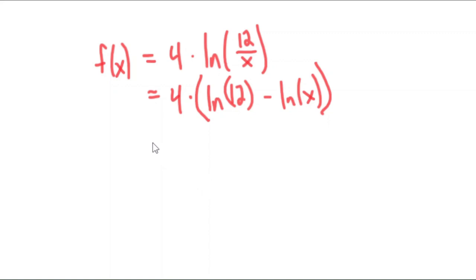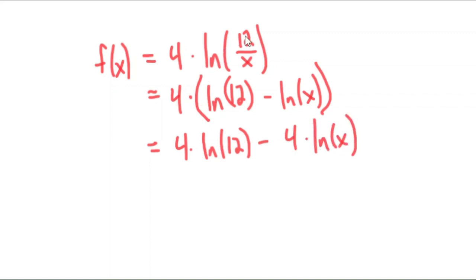Okay, but then we can now distribute the 4 and get 4 times natural log of 12 minus 4 times natural log of x. Okay, so we split this apart and wrote it as natural log of 12 minus natural log of x, and we multiplied that whole thing by 4, and we're allowed to distribute the 4 now. Now the question is, what's the derivative of this? Well, 4 times natural log of 12 is really just a constant. In fact, natural log of 12, you could type it into a calculator. It's just some crazy decimal, multiply it by 4. This is really just a constant. So the derivative of that constant is going to be 0.